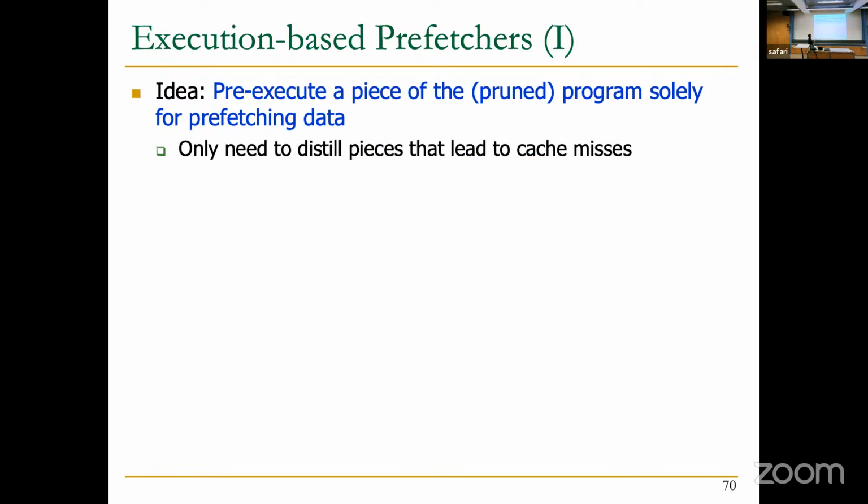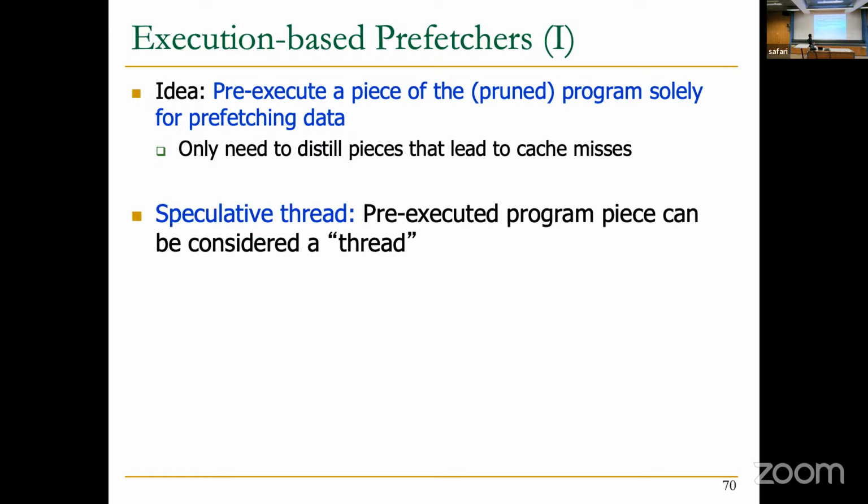So as I said, we only need to distill the pieces that lead to the cache misses that I just discussed. Here we have an idea called a speculative thread. You can think of this as an execution context that is running ahead of the actual program execution. It's an execution context that is running ahead.